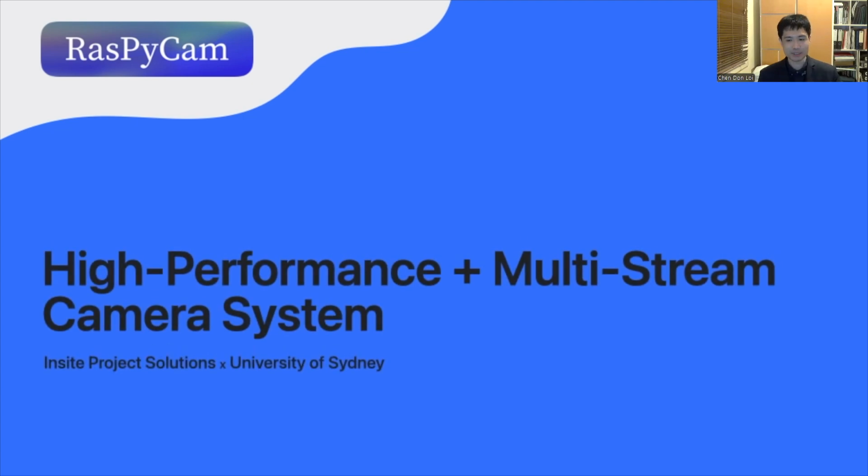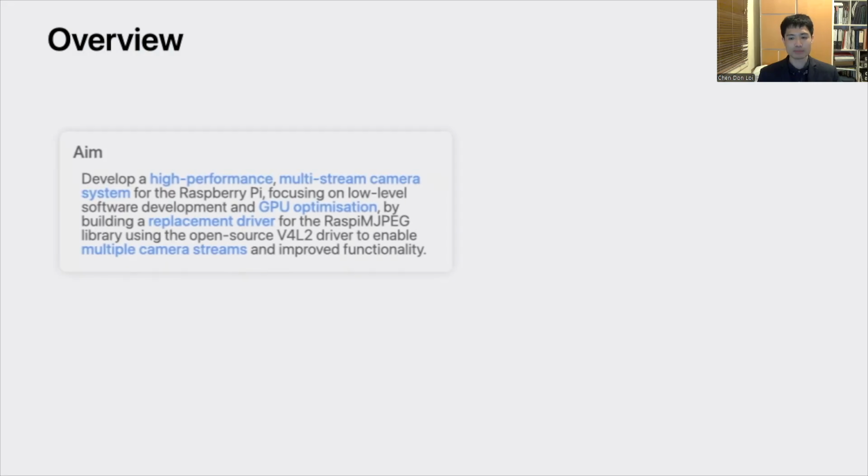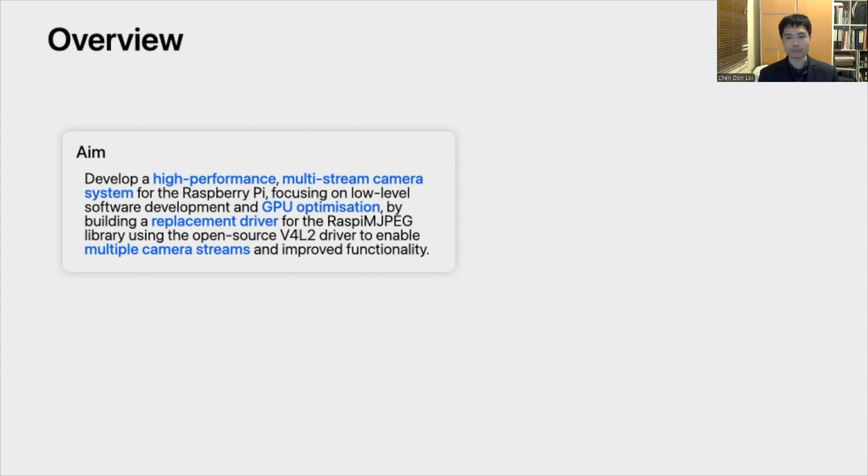Hey guys, it's Team PO5B on the High Performance Multi-Stream Camera Project, and we are Chandon, Harry, Kyle, and Judah, and you guys tasked us to develop a replacement for the RasPyCam JPEG utility compatible with the RPyCam web interface frontend that could replicate the functionality using V4L2 instead of MMAL while remaining fully open source.